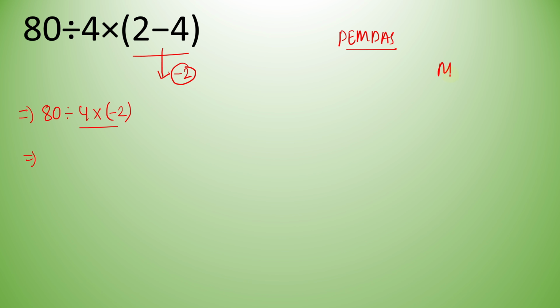But as we know that multiplication and division have the same priority, and we have to operate left to right here. So we will do left to right operations here, and we have to solve this division part first, which is 80 divided by 4, or we can say 20 will be the answer here. So we will write 20 times minus 2.